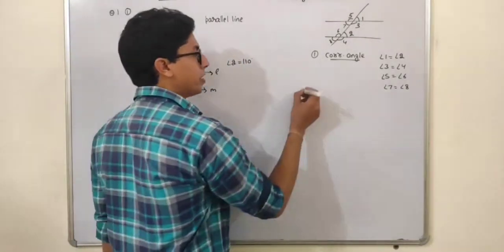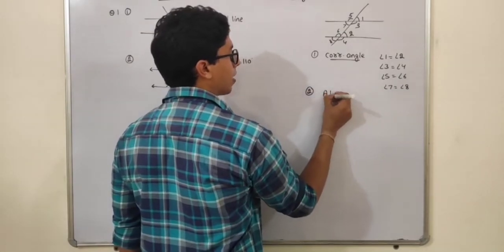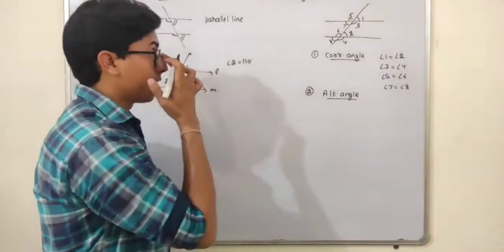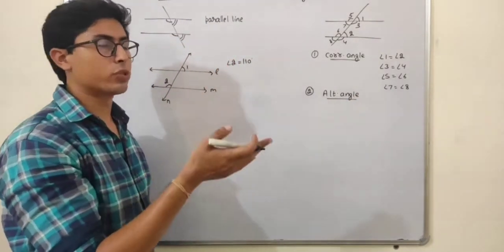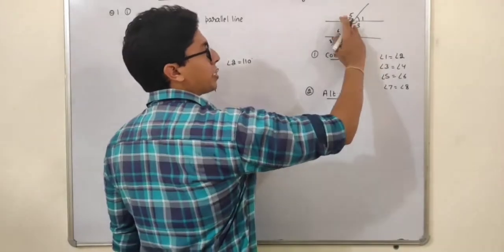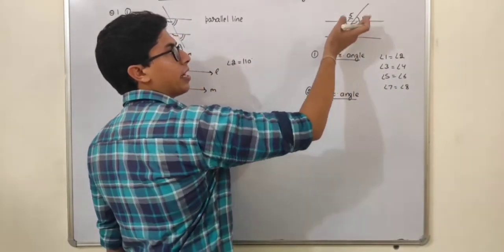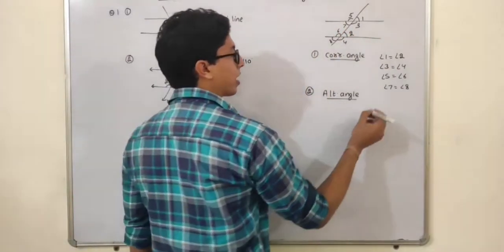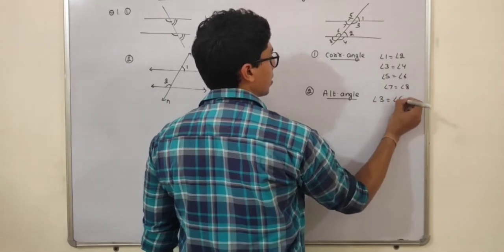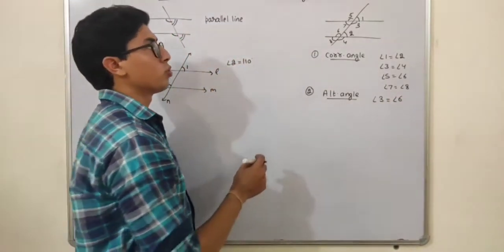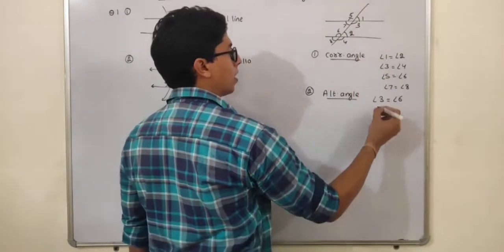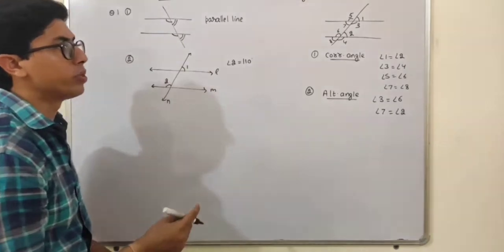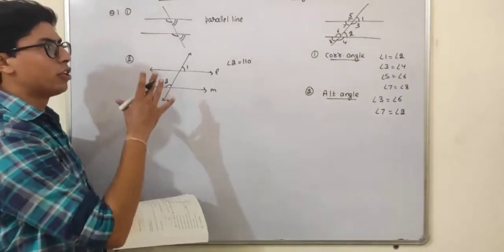Now, students, the next is alternate angles. Alternate angles, students, means angles on the alternate sides of the transversal. If I take 3, it is on the right side of the transversal. Here I can take 6, which is on the left hand side of the transversal. So angle 3 and angle 6 are alternate angles. Similarly, I can take 7 and 2 as well. So 7 and 2 are also alternate angles. So we will use this property.